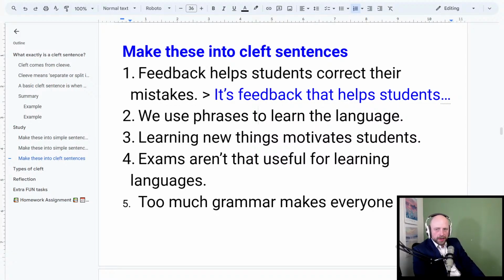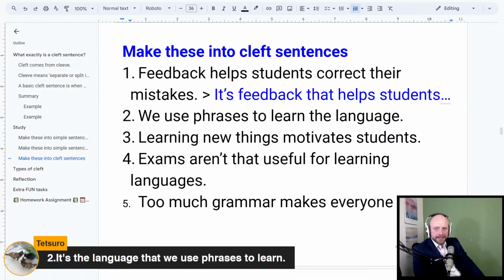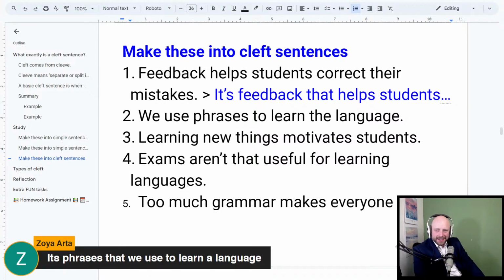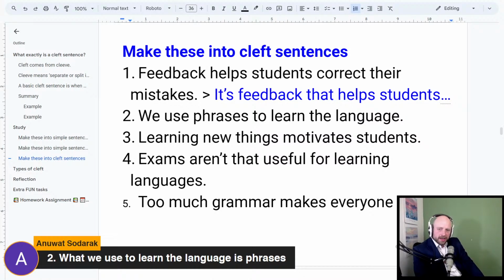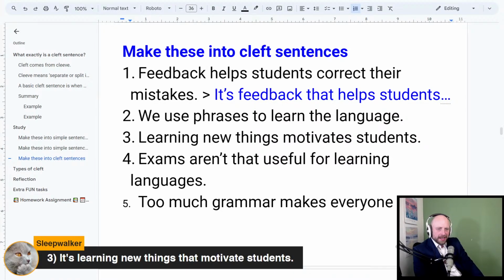Let's see what we've got for number 2. We use phrases to learn the language. Tetsuro says, it's the language that we use phrases to learn. I think this is better, actually, Tetsuro. It's phrases that we use to learn a language. Yes, that sounds a bit better. And also a good one there from Anawat. What we use to learn the language is phrases. Yes. Learning new things motivates students. It's learning new things that motivates students, Sleepwalker.